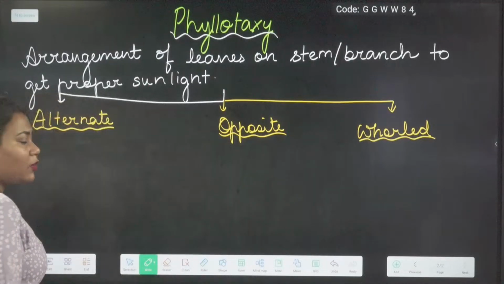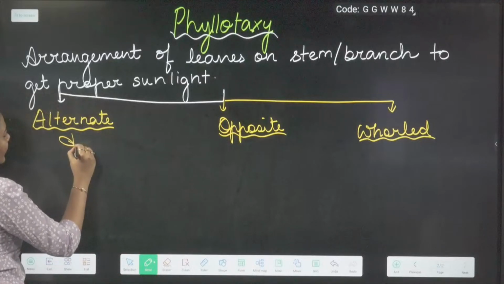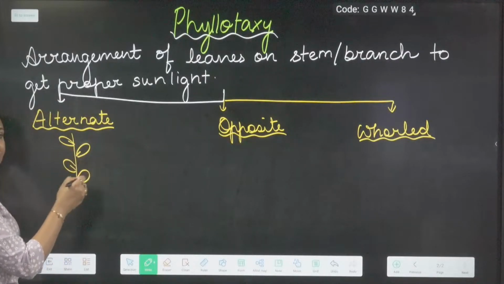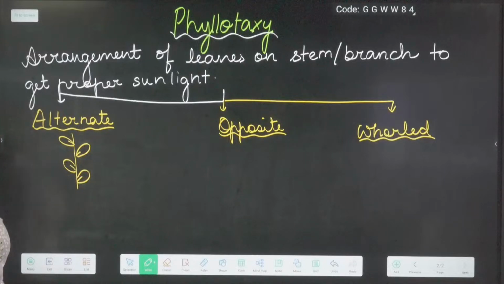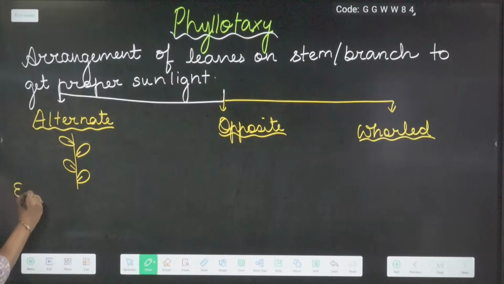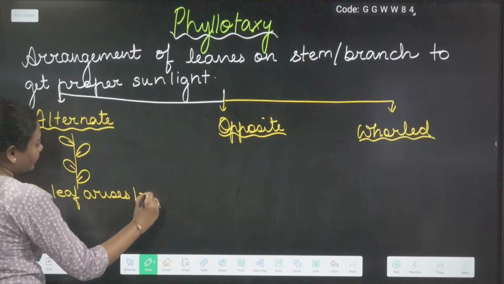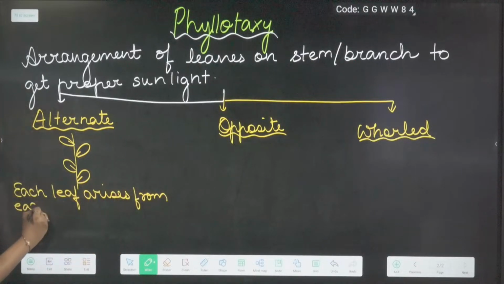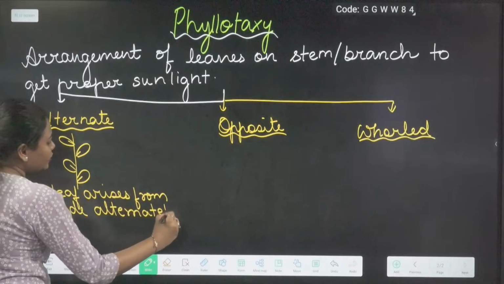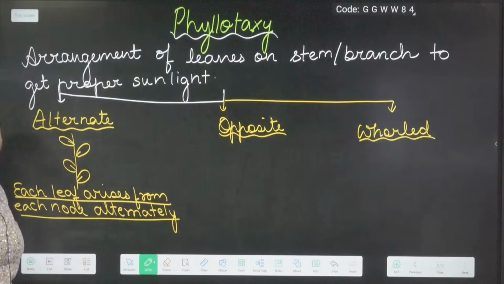What happens in alternate Phyllotaxy? This is a stem or branch. One leaf arises from each node alternately. This is known as alternate Phyllotaxy. Each leaf arises from each node alternately.